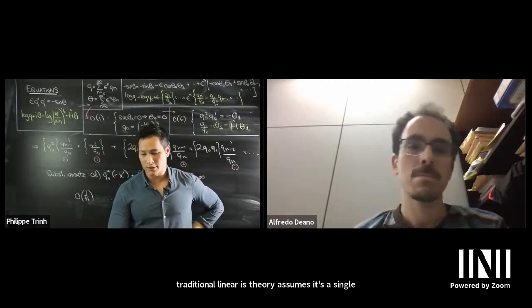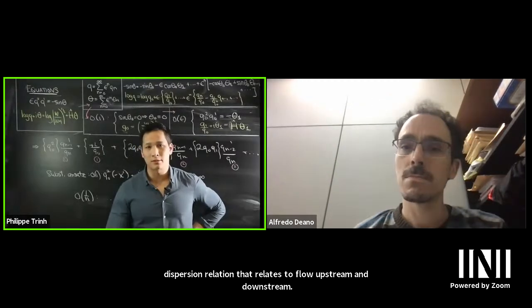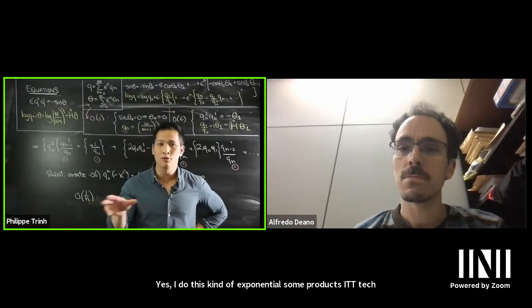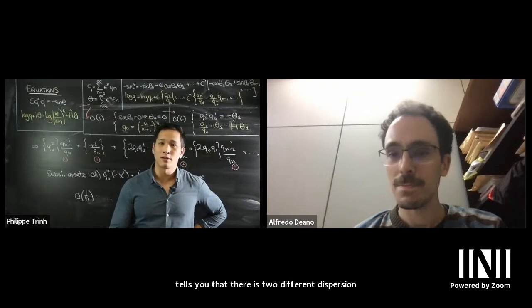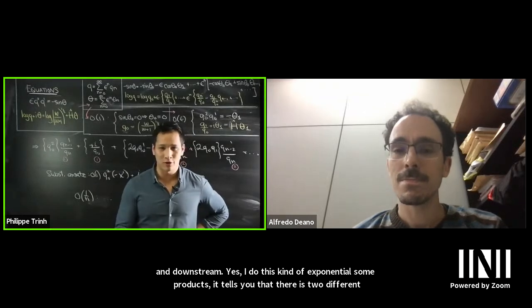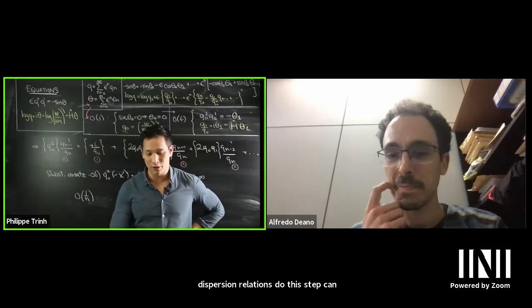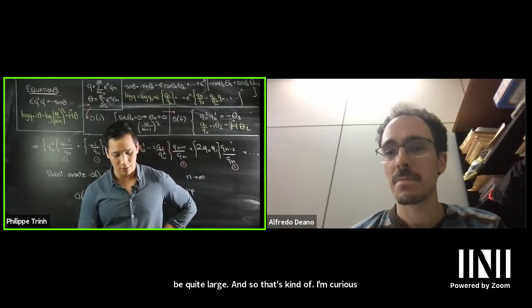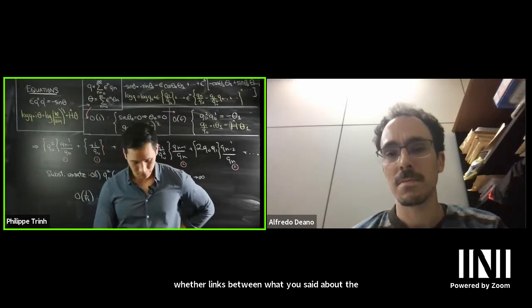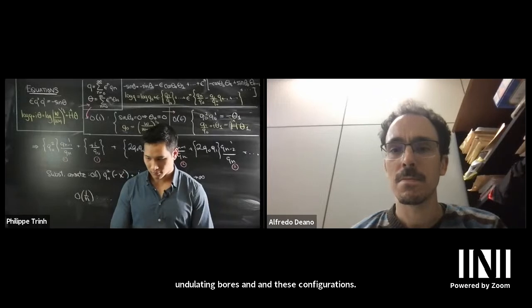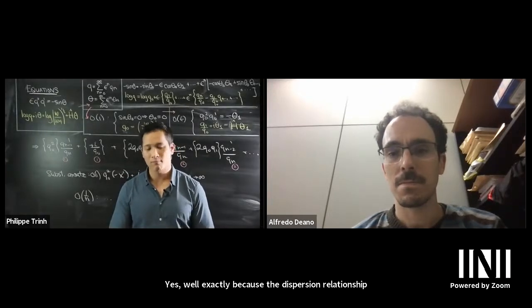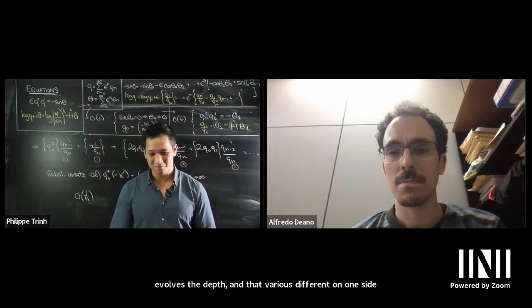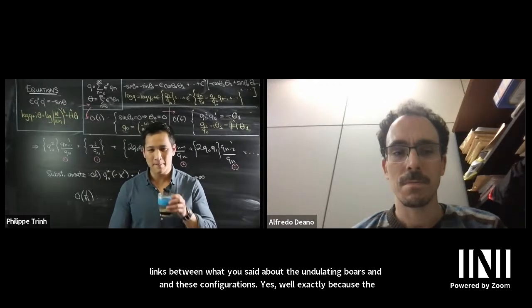But when you try to do this kind of exponential asymptotics, it tells you that there are two different dispersion relations because the size of the step can be quite large. I'm curious whether there are links between what you've said about the undulating bores and these configurations. Yes, well, exactly, because the dispersion relation involves the depth, and that varies. It's different on one side from the other.